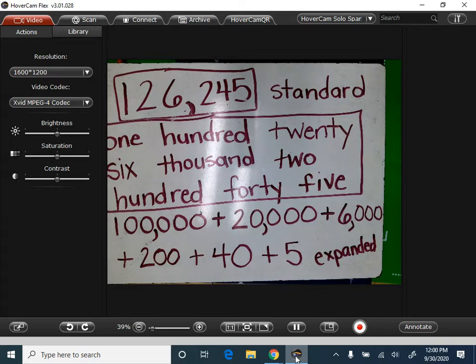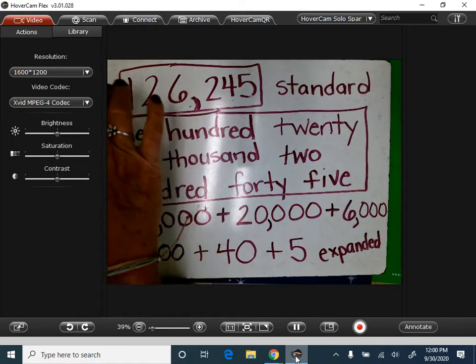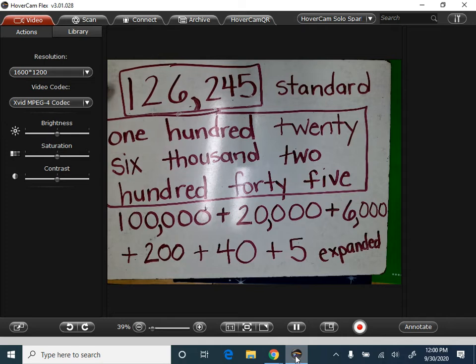Now, here's what I need you to understand. If this was the answer to a problem and you wrote it in standard form, you would be correct. If you wrote it in written form, that's correct. It's the same number. You could even write it in expanded form. You are showing me the same number.